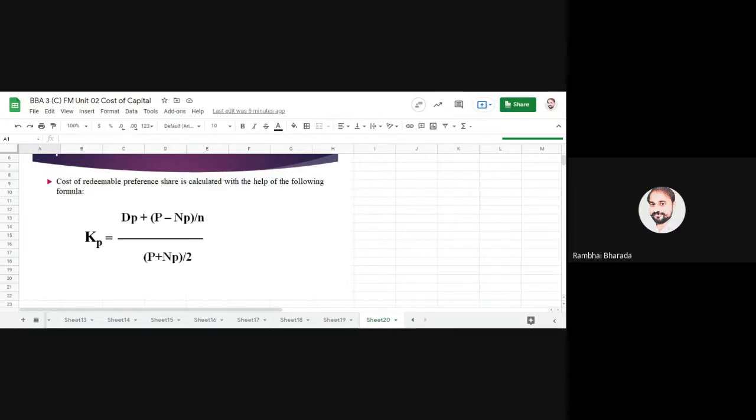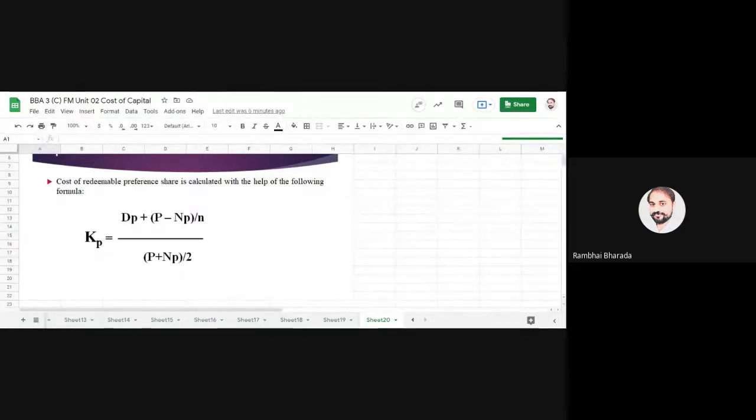Minus NP, NP you are aware, upon N. N means number of years. In our case, only 2 years, so N is equal to 2. Entirely divided by P plus NP upon 2. P means redeemable value. You can also write RV plus NP upon 2. Are we clear about the formula? Yes. Shall we go for a practical question?